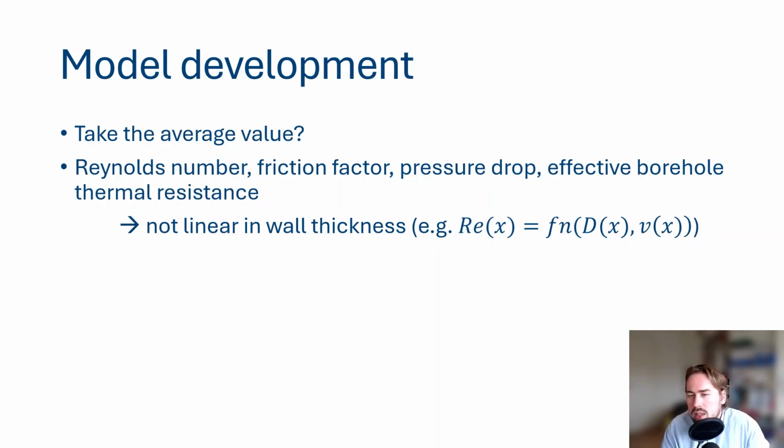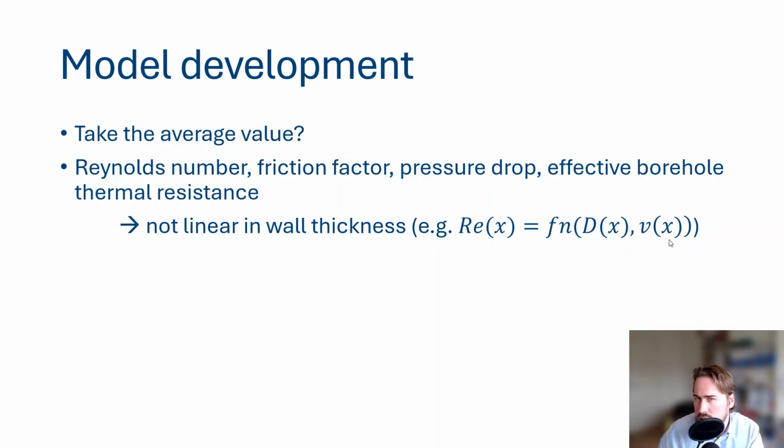If you, for example, take a look at the Reynolds number, which is important for all the other factors, we know that it depends on fluid properties like the density and the viscosity, but also on the geometrical parameters like the borehole inner diameter and the fluid velocity. Now this inner diameter of course depends on the wall thickness. The larger the wall thickness, the smaller this inner diameter will be.